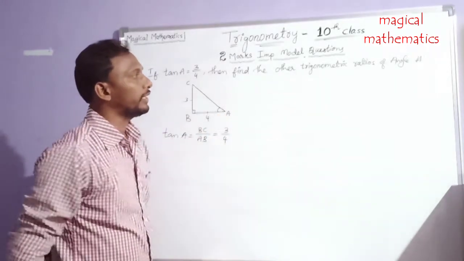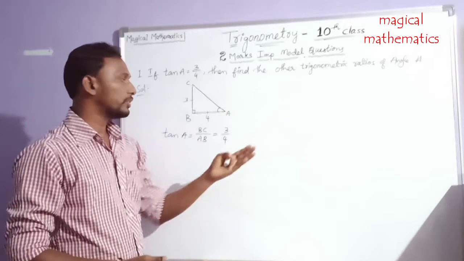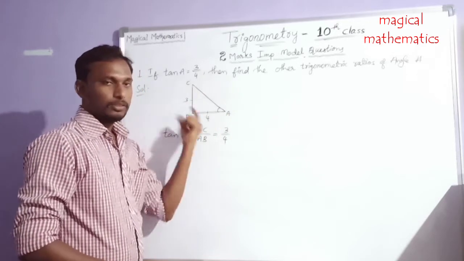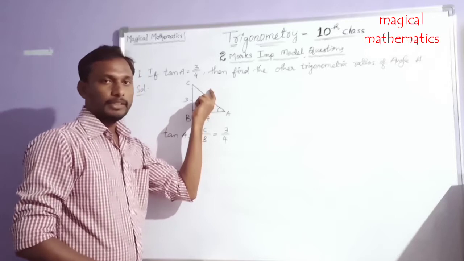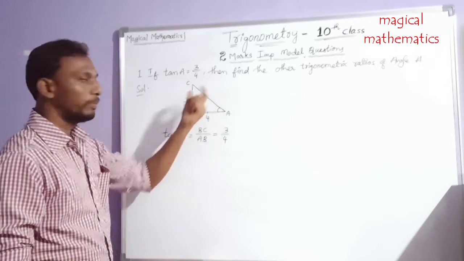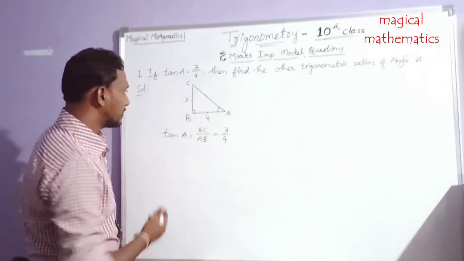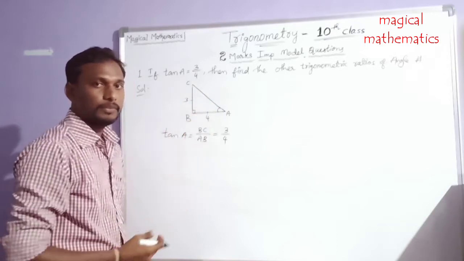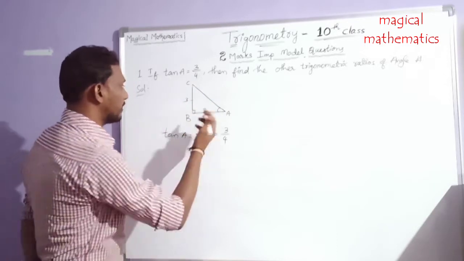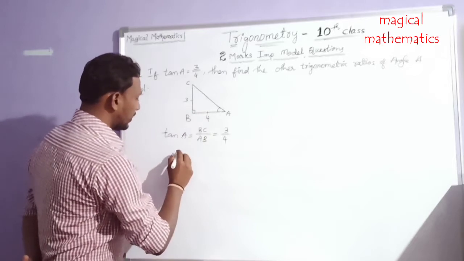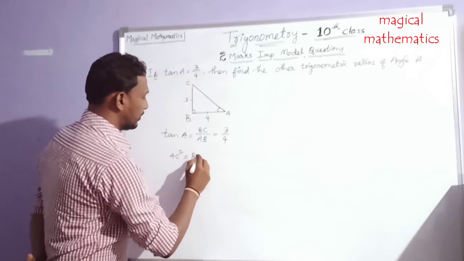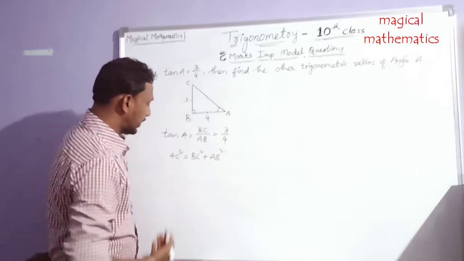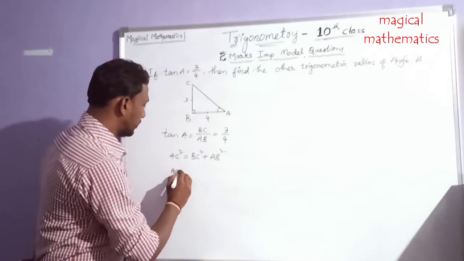Anyway we have to find the other trigonometric ratios. So that's why we need the third side also, right? It is a right angle triangle, so to find the third side we need the Pythagoras theorem. This is the hypotenuse. What is the Pythagoras theorem? Square of the hypotenuse is equal to the sum of the squares of the remaining two sides, right? So AC square is equal to BC square plus AB square. Anyway we need the AC value only, so keep AC square.